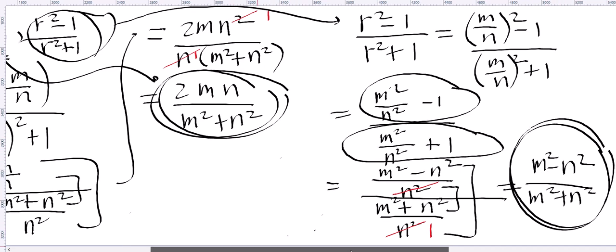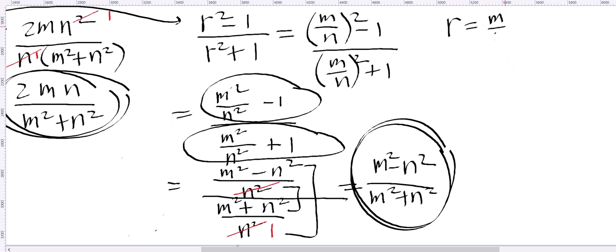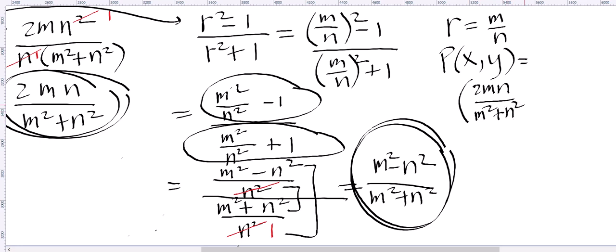Now that gives us r is equal to m over n, and P has the corresponding coordinates x, y equal to 2mn over m squared plus n squared, m squared minus n squared all over m squared plus n squared.